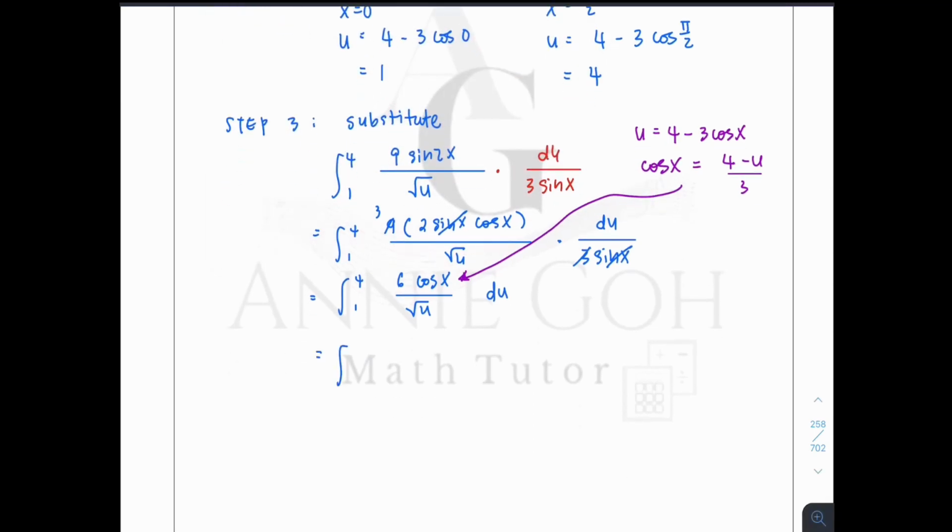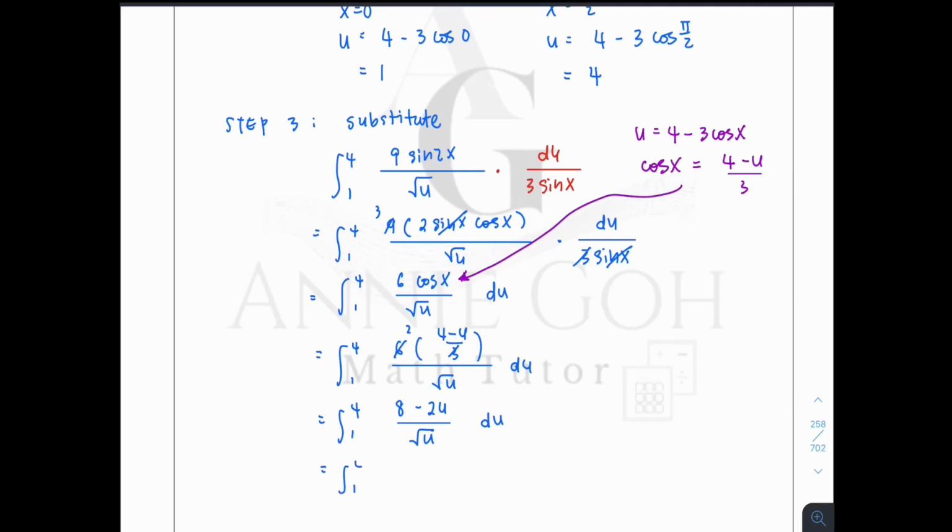Hence, we will have 6 times 4 minus u over 3 over square root u du, and try to simplify a bit. We will get 8 minus 2u over square root u du. Alright, so now we can start to integrate it as everything is already in terms of u.